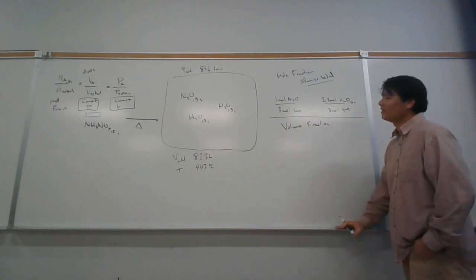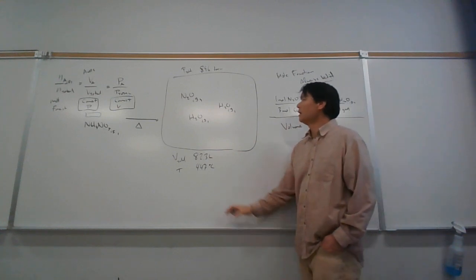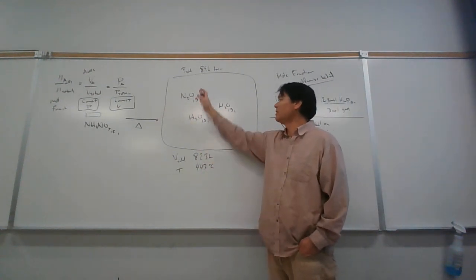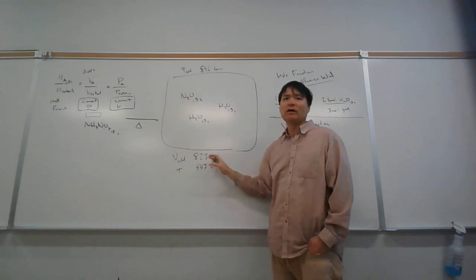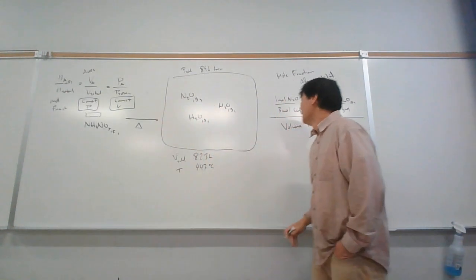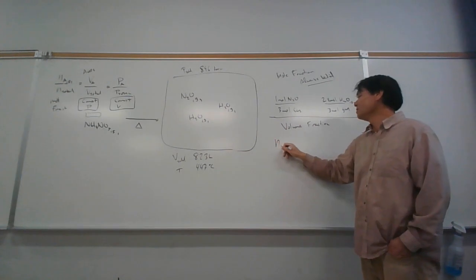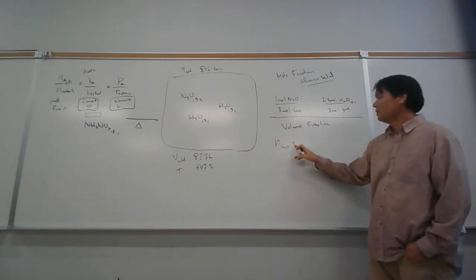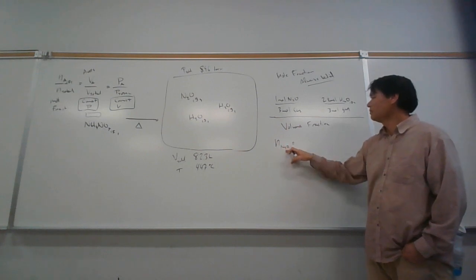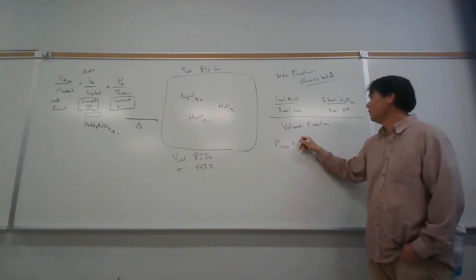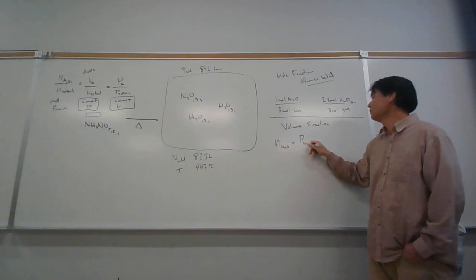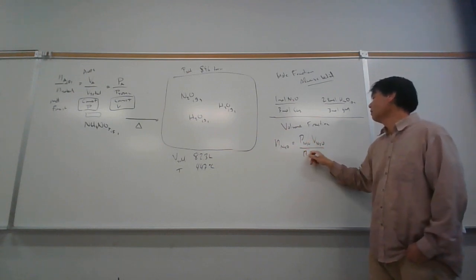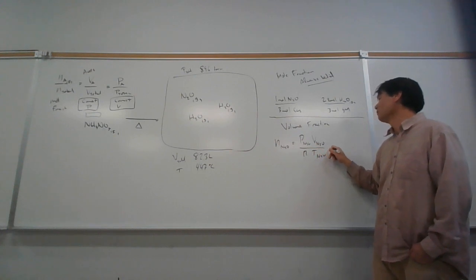If I do a volume fraction, then what I say is that, well, N2O is 1/3 of the total, therefore the volume of N2O will be 1/3 of the total volume. Does that make sense? And so if I want the moles of N2O, then the moles of N2O is equal to the pressure of the N2O times the volume of the N2O divided by R, temperature of the N2O.